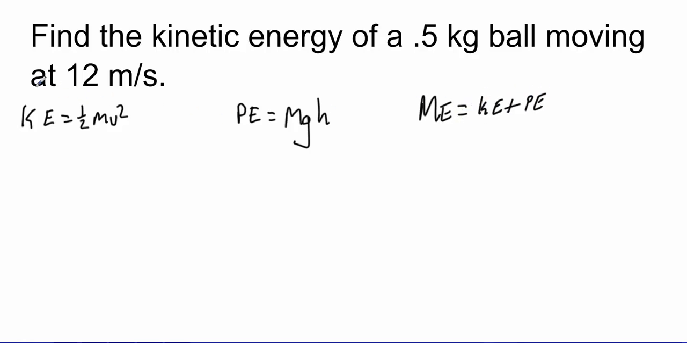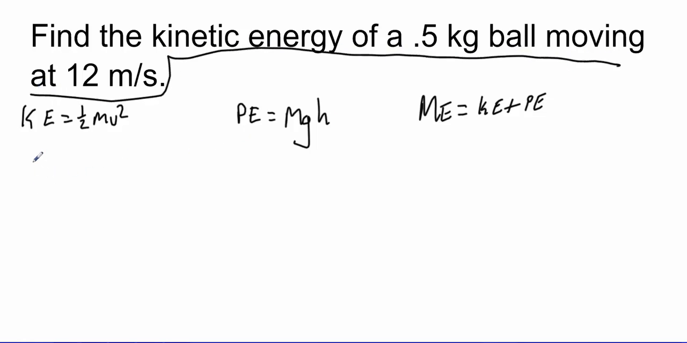So let's go ahead and take a look at this problem. Find the kinetic energy of a 1/2 kilogram ball moving at 12 meters per second. As always, I expect to see work, and that means show me what you know. So the first thing it gives us is 0.5 kilogram. That's a mass. Moving at a velocity of 12 meters per second, and we're supposed to find kinetic energy. So there's the two things I know, and the one thing I want to know.